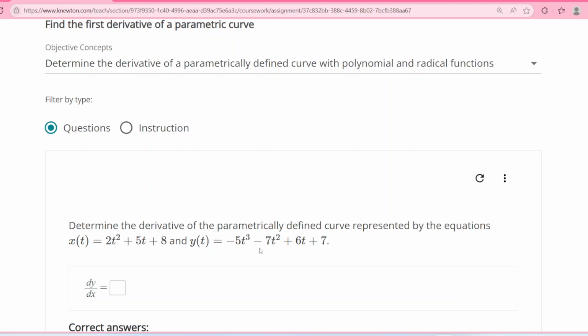So there's a much, much faster way to do this, and what I'm going to do here with these polynomial equations, you would do in a very similar fashion with radical functions involved as well. I'm assuming that you know how to find derivatives of polynomial and radical functions from any Calc 1 course you've taken previously.